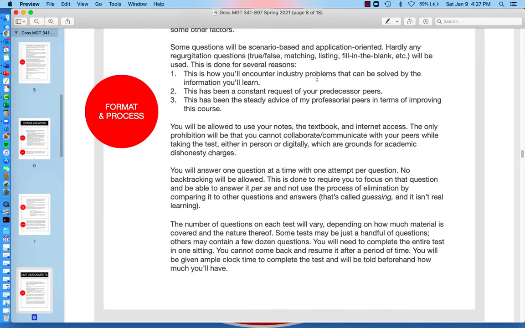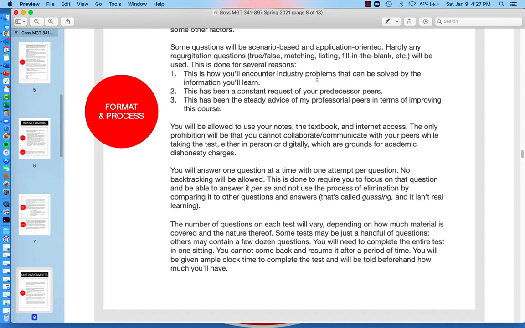Let's talk about test questions. You will have one question to answer at a time with one attempt per question. You will not be allowed to backtrack. This is done so that you have to be able to provide an answer to that question and not use the process of elimination by looking at other questions. That's called guessing, and that's not real learning. One question I get a lot is, how many questions are going to be on the test?